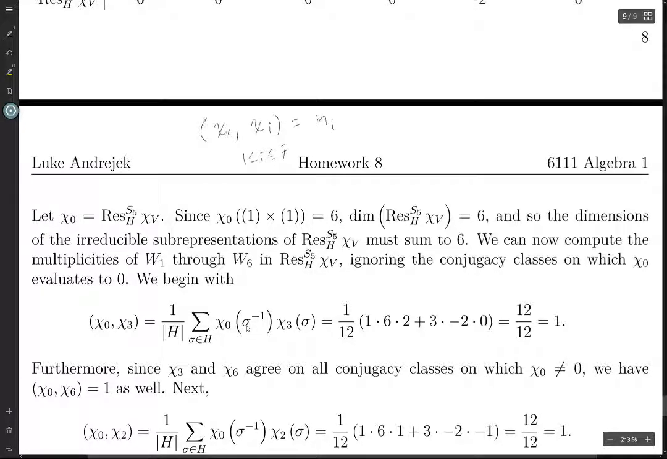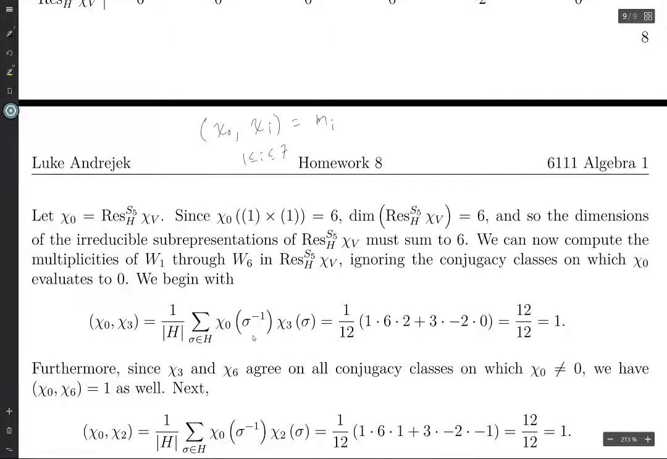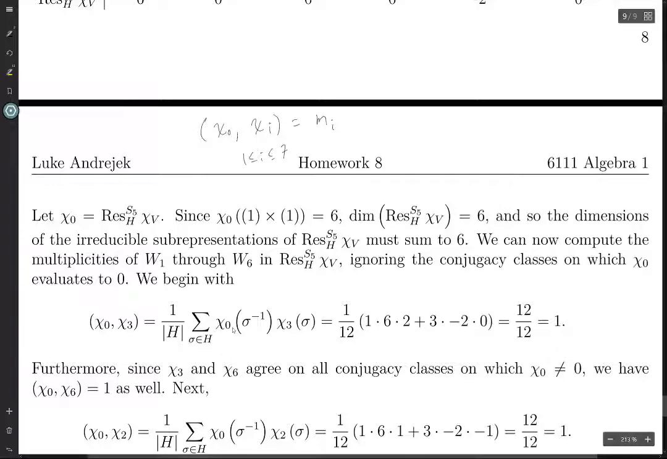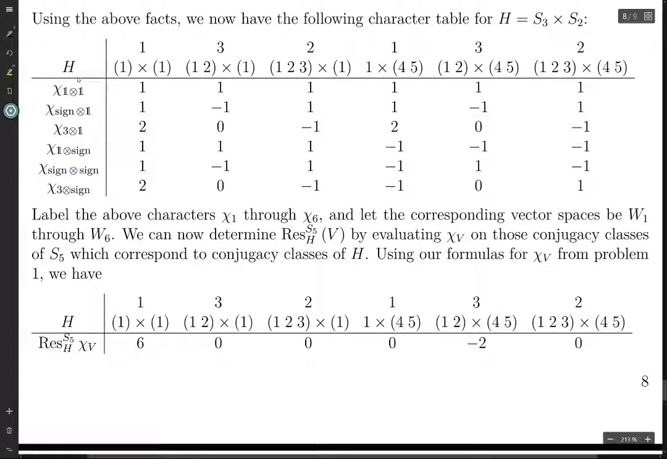And chi0 of sigma inverse, in this particular example, the inverse image of a particular cycle type is going to have the same cycle type as what you're taking the inverse of, and therefore we can just think of this as chi0 evaluated at sigma. We don't have to worry about inverses. So with that in mind, take 1 over 12, and then, so what are we going to do? This is chi3 we're evaluating at, so it's this one, this particular row.